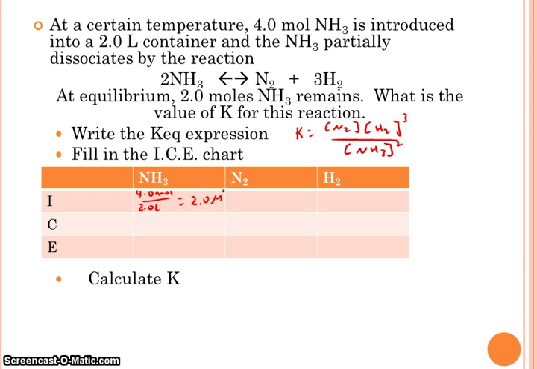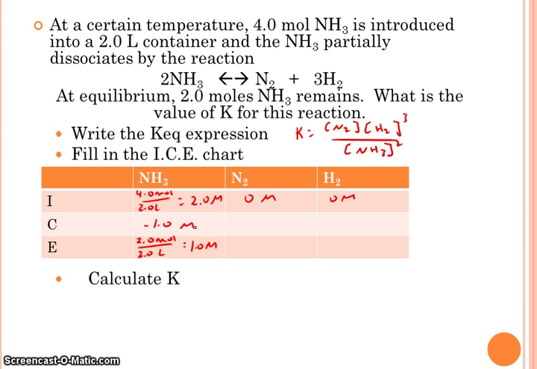It doesn't mention the nitrogen or the hydrogen, so they are each 0 initially. And the other piece of information that the question gives us is at equilibrium, we've got 2.0 moles in 2.0 liters for our ammonia. So that's going to give us a 1.0 concentration of ammonia at equilibrium. So our change is 1.0 for our ammonia.